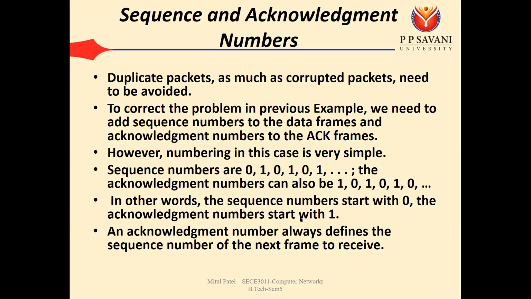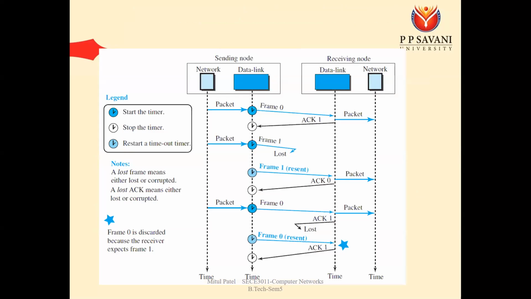Now, the acknowledgement number always defines the sequence number of the next frame to receive. So if we send the frame with sequence number 0, the acknowledgement number 1 will come. When acknowledgement number 1 comes, the sender will send frame number 1. When frame number 1 is received, the receiver sends acknowledgement number 0. When acknowledgement number 0 comes, the sender sends frame 0. We will see this with one example so it will be clear.